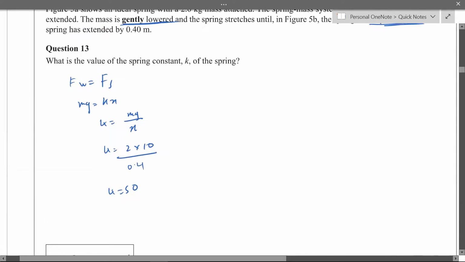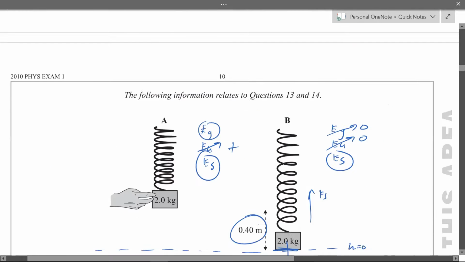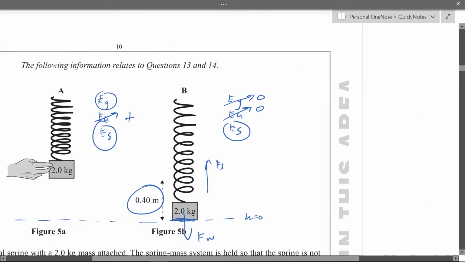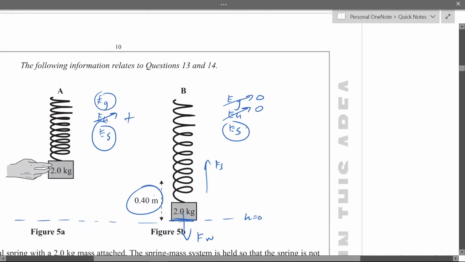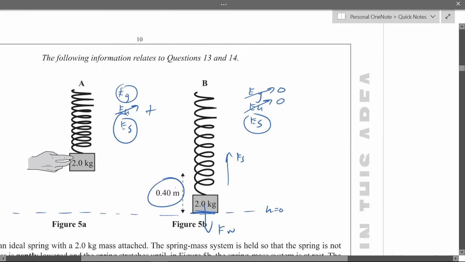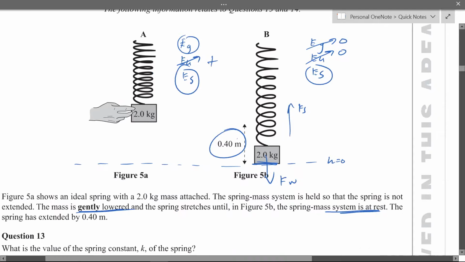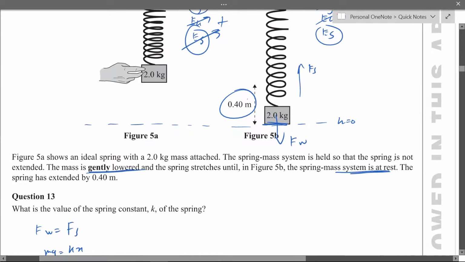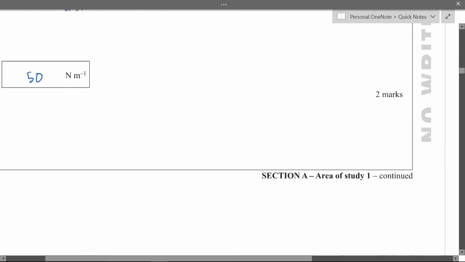Oh, sorry. Half kx squared. Trying to figure out what I did here. ES is mgh. Oh, right, sorry. There's no spring potential either because it's not extended yet. That's why. I was checking why my working out didn't have ES.